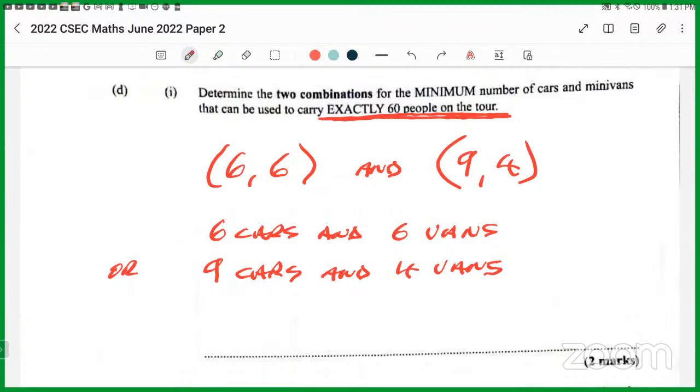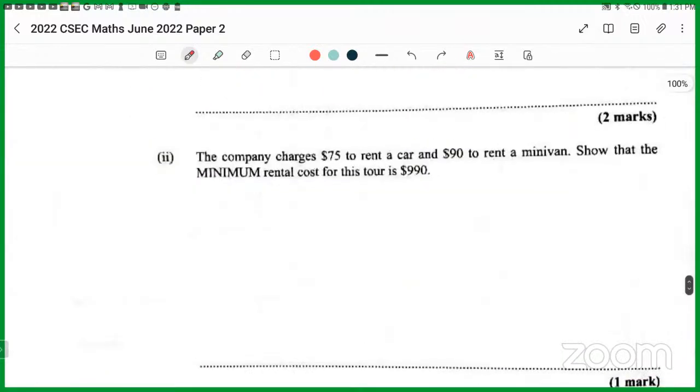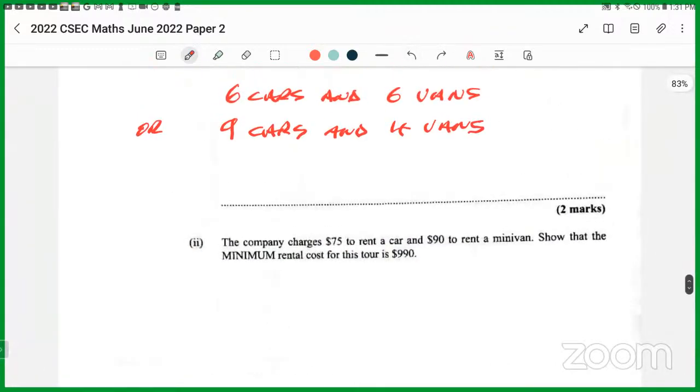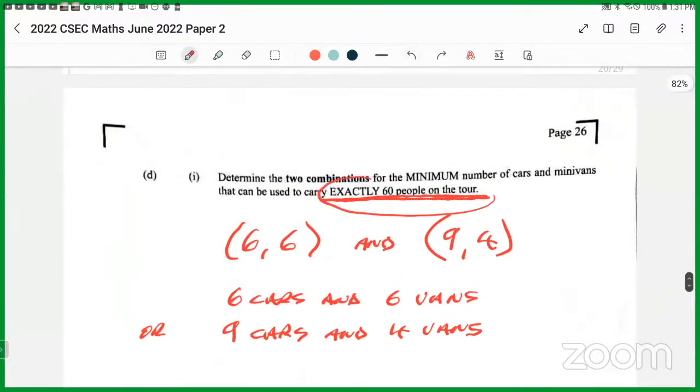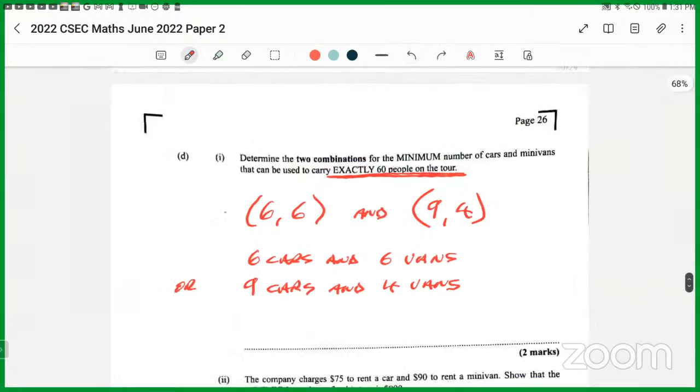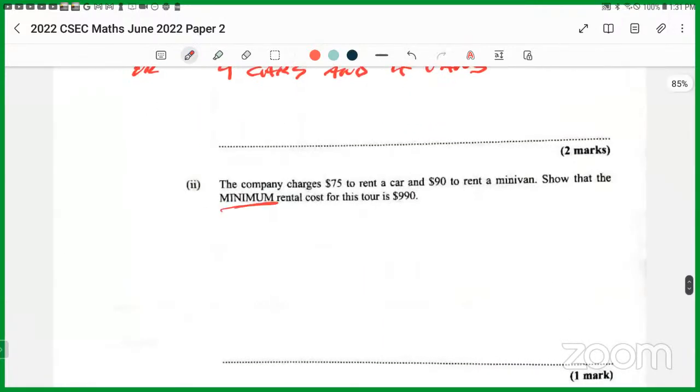Yes, sir. All right. Then it says, the company charges $75 to rent a car and $90 to rent a van. All right. Show that the minimum cost for this tour, the tour they're carrying 60 people. Because this question is talking about a particular tour. This part of the question is talking about a tour of carrying exactly 60 people. So you want to see which of these two combinations is going to minimize the cost. Which one is going to minimize the cost?